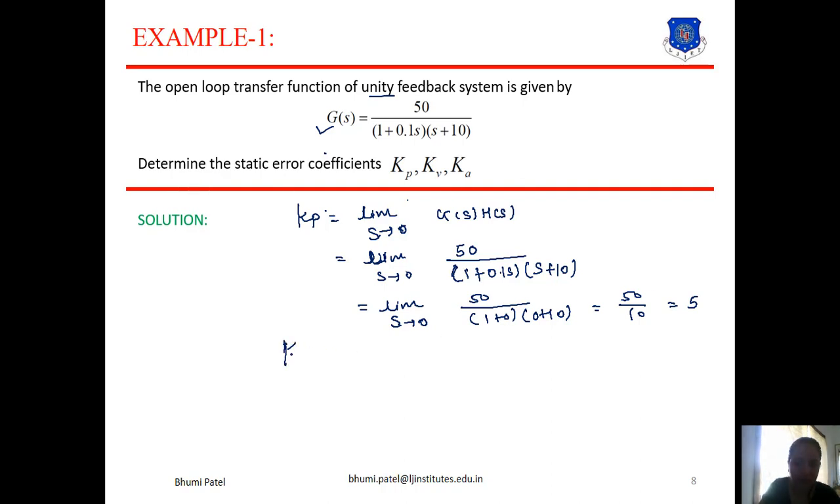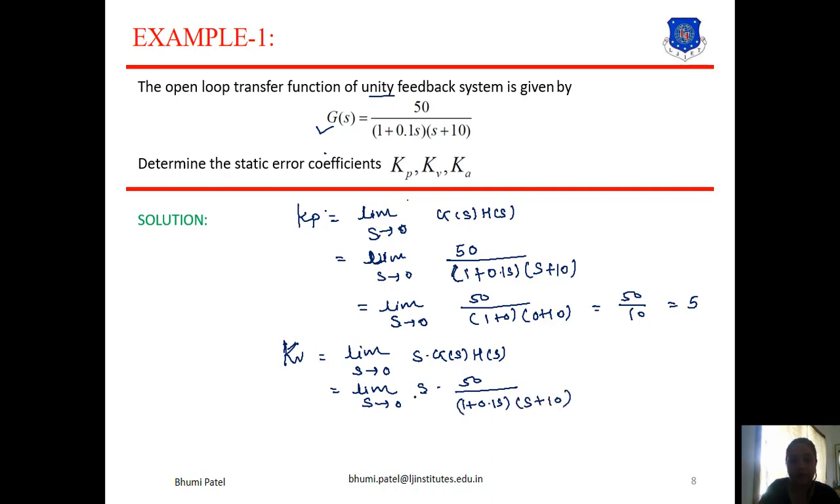Now next one is Kv, and the equation of Kv is equal to limit s tends to 0, s into g(s) into h(s). So limit s tends to 0, s into 50 upon (1 plus 0.1 s) into (s plus 10). Put the value of s is equal to 0. So 0 into this term, we get the answer Kv is equal to 0.